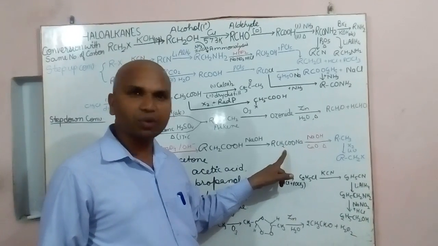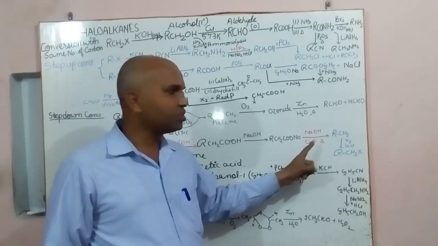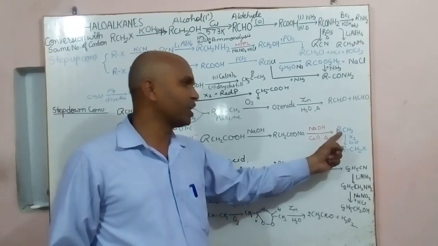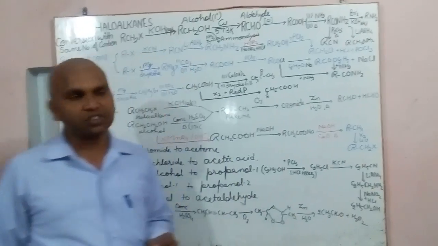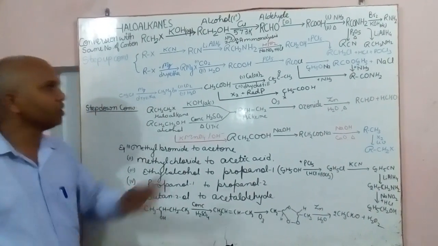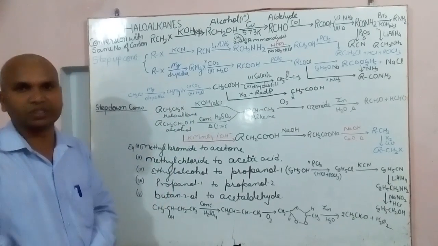And the second thing is, we can convert the haloalkane into alcohol, into the carboxylic acid, into the sodium carboxylate, and sodium carboxylate on decarboxylation reaction converts into the alkane, and again from alkane into the haloalkane by reaction with halogen in presence of ultraviolet radiation. So this is the chart by which we can do the maximum conversion.